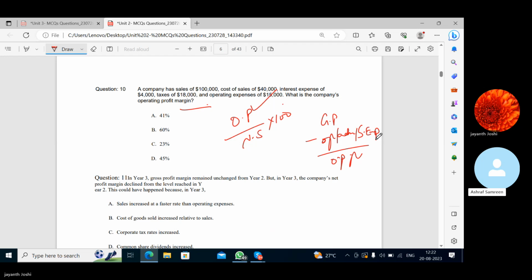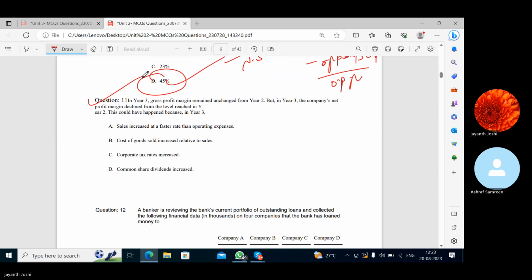45%. 45, right? D. Good. So what did you do? You have taken sales minus cost of sales, 60,000 gross profit, then less operating expenses. So you got 45,000. 45,000 divided by 1 lakh is 45%. Correct. Next, 11th question.